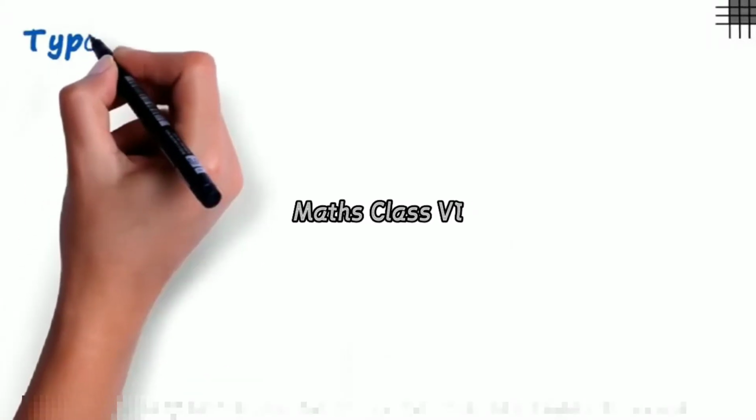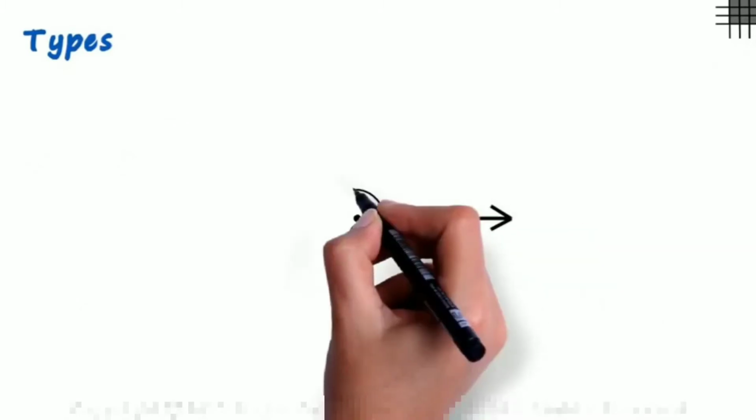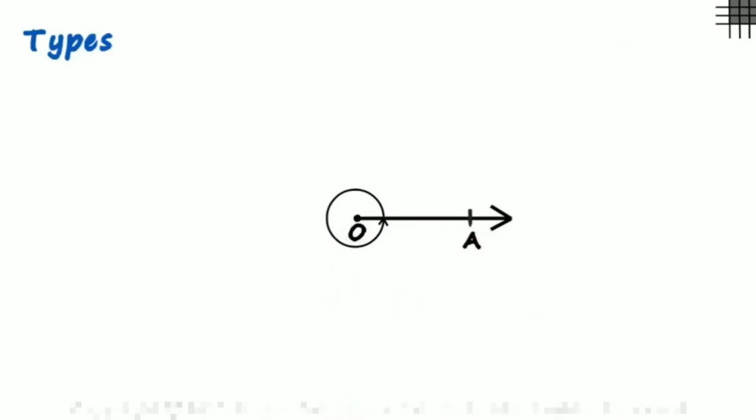To understand the types of angles, we need to understand just one simple diagram. Consider a ray OA. We know that if this ray is rotated completely once, it covers 360 degrees. All the different angles which lie in between 0 and 360 degrees are classified into types.